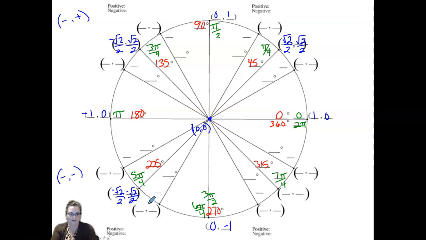When we reflect the reference angle pi over 4 over the x-axis, or sorry, into the fourth quadrant, it has a positive x and a negative y. So we have a positive square root of 2 over 2, comma, negative square root of 2 over 2 as our coordinate in the fourth quadrant.